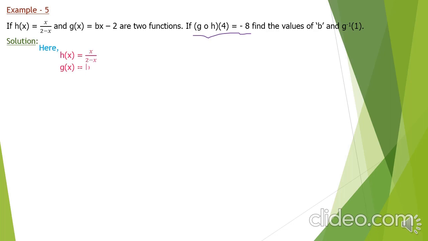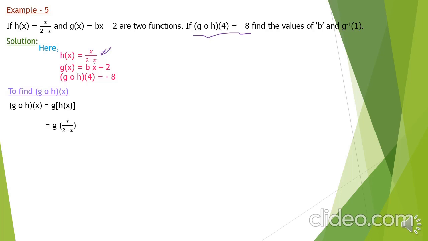You can see the given part of the question, and to find g o h of x, first we have to find the composition of g and h. Now h is the function which takes the input first, so x is the input and output is x upon 2 minus x. So if x is the input, then output will be this. We have to write the output of function h, that is x upon 2 minus x. Now the output of the first function h will be the input for the second function g. So input is x upon 2 minus x. So this part will replace the x of function g.